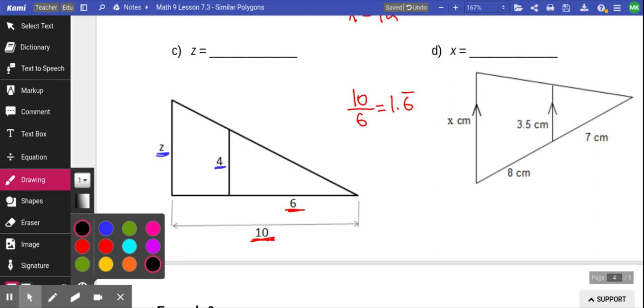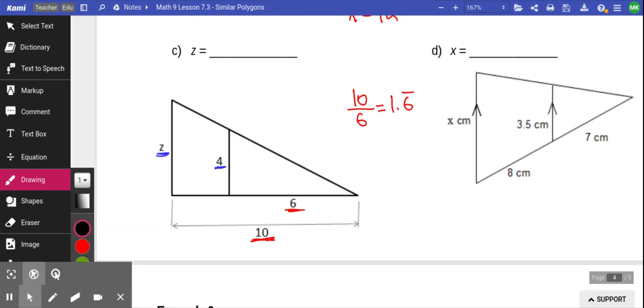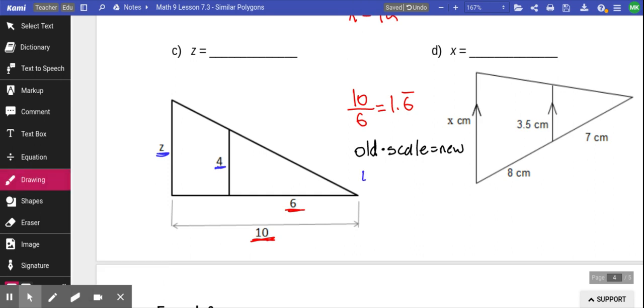So now if I want to use that scale, I need to use my trick of the old side times the scale equals the new side. My old side, if I'm looking at that, would have been 4. Then I would have multiplied by my scale of 1.6 repeated, and that would give me my new side of z. We do that 4 times 1.6666, and you should get that 6.6 repeated is my new side length. That little line above the 6 means that 6 goes on forever repeating.